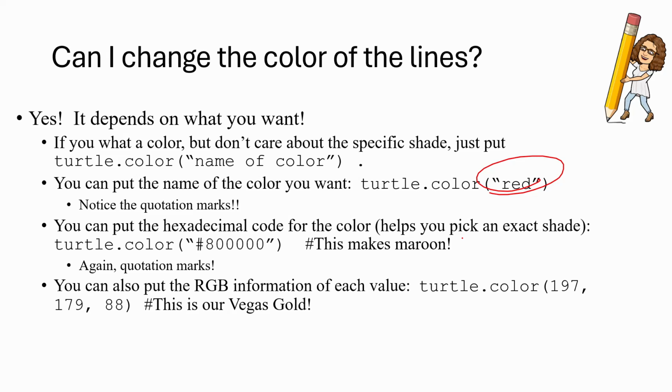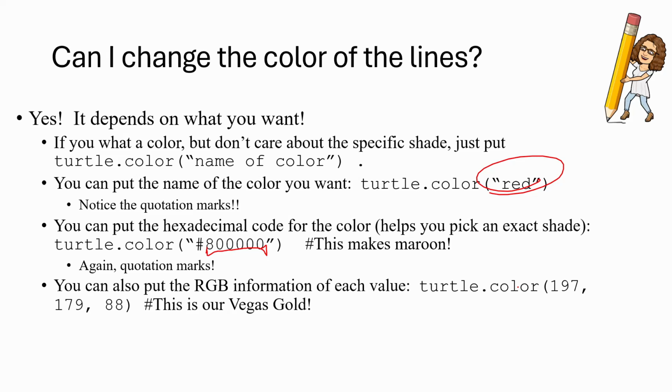You can put the hexadecimal code for the color. That helps you pick an exact shade of color that you want. That would look like turtle.color, and then in quotations, again, you put a hashtag and then the hexadecimal code. That is Googleable online. This particular number, 800000, makes maroon.